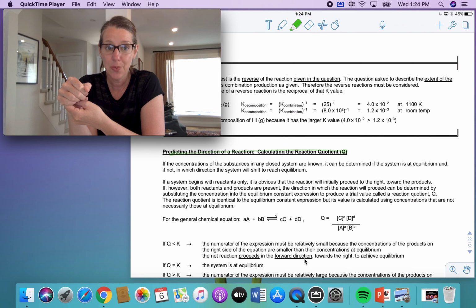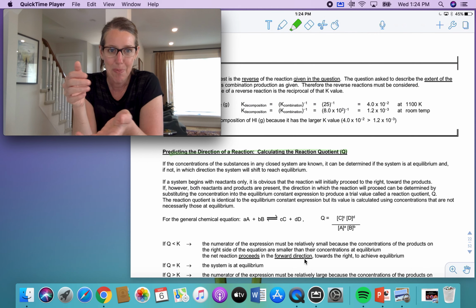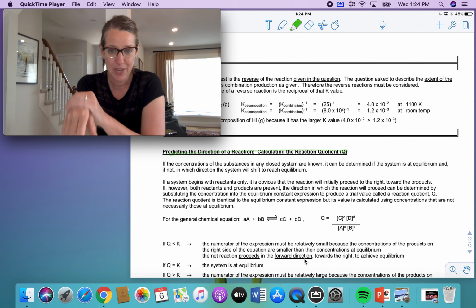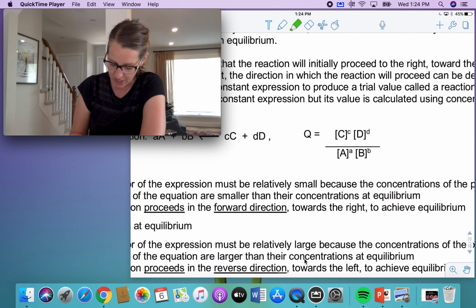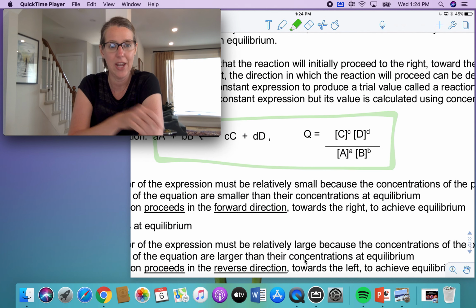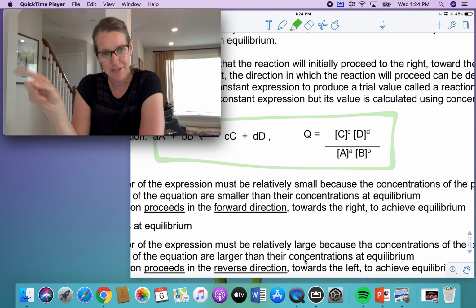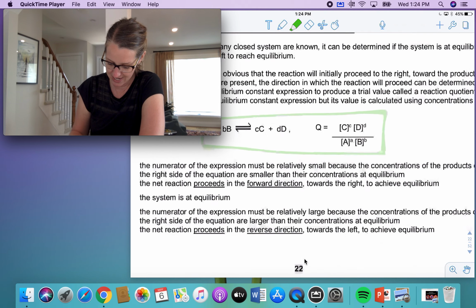Now, Q might end up being the K value, and then you can say, well, yeah, this system is at equilibrium because Q equals K. But if you don't know if it's at equilibrium, we're going to call it Q. Okay, so same thing here. Here's your general equation. You're going to set it up the exact same way: concentration of the products to the exponents, which are the coefficients, divided by the concentration of the reactants, and again your coefficients become the exponents in that equation. And here's your answer.